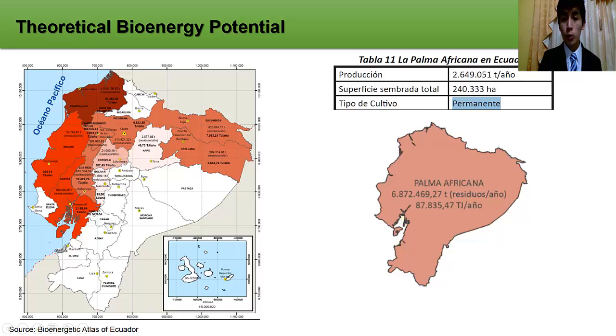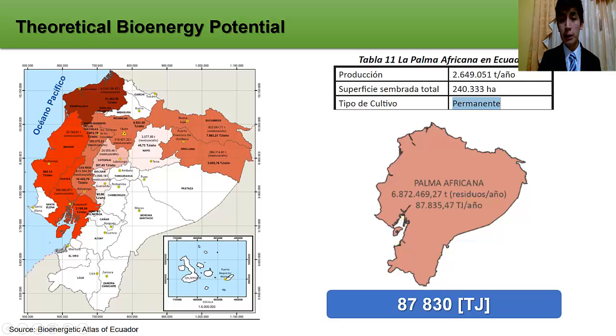and mainly the table referring to production in Ecuador. So as we can see, for example, the total surface of production is this value of hectares, and the most recent value of the energy potential is 87,000 terajoules. Besides, we need to consider that this production is permanent through all the year.